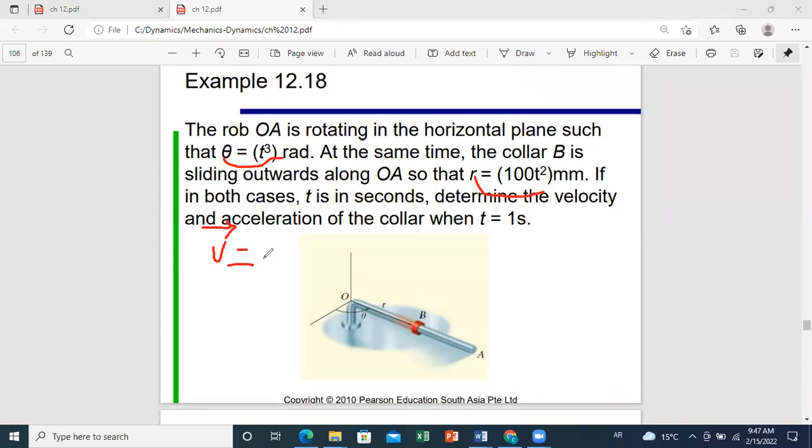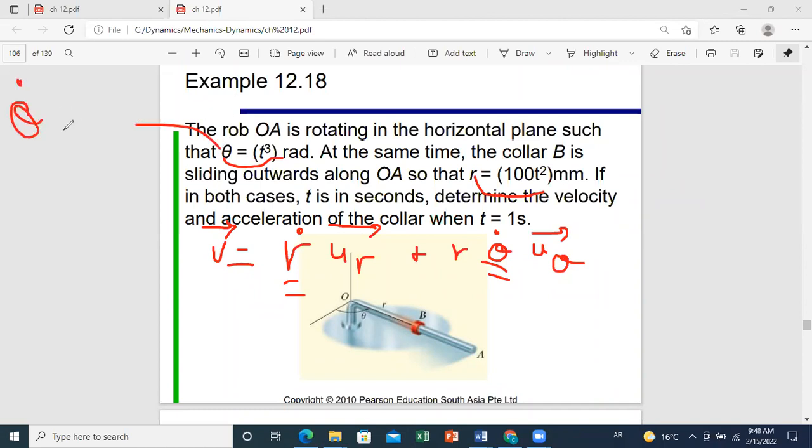I have that the velocity is equal to r dot u_r plus r theta dot u_theta. So in order to compute my velocity, I need to find the expressions of theta dot and r dot. Okay, so now I need to derive. I have that theta is t cubed, so theta dot is 3t squared, and theta dot dot is the second derivative of theta. It's equal to 6t.